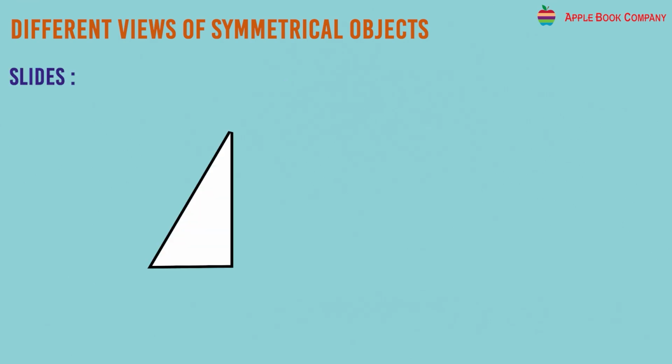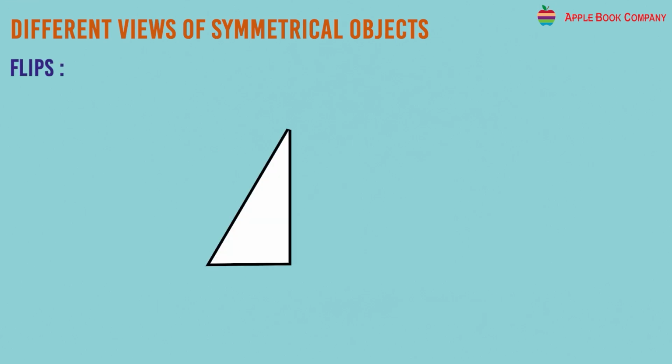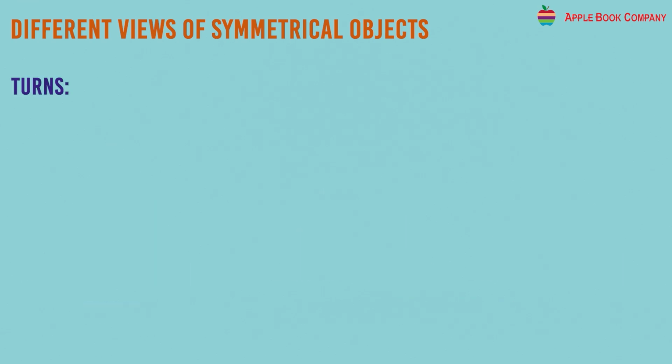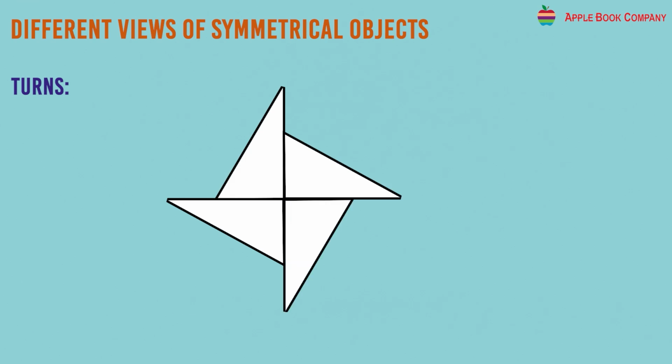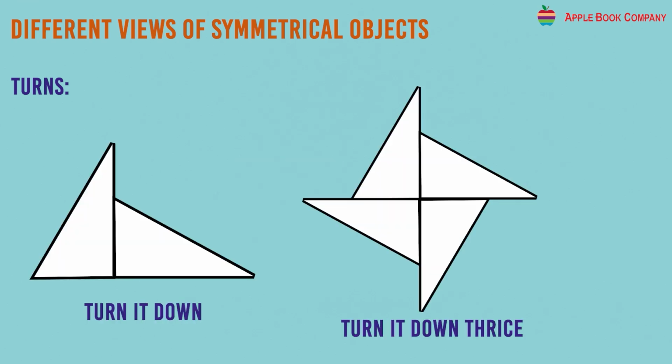Slides. A slide takes place when a shape moves in one direction from one place to another. Slide it. Slide it thrice. Flips. A flip takes place when a shape is moved over a line and faces the opposite direction. Flip it. Flip it thrice. Turns. A turn takes place when a shape is turned through an angle. Turn it. Turn it thrice.